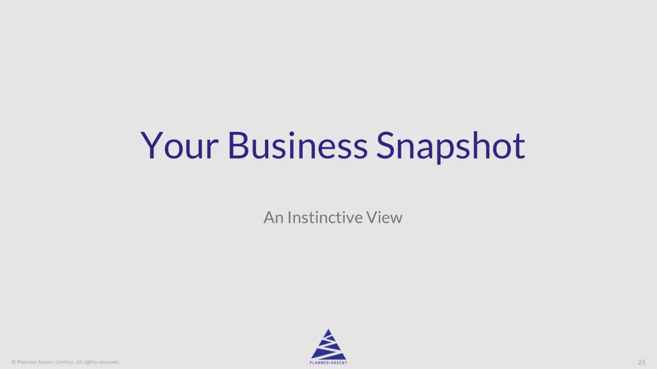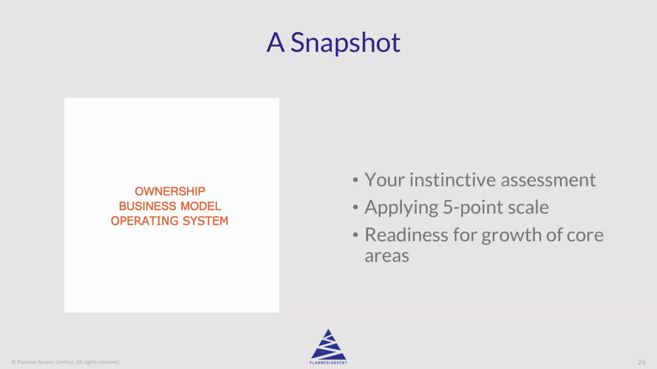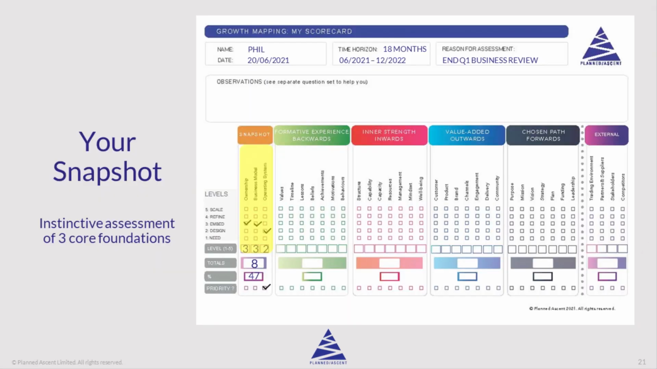Your business snapshot, an instinctive view. In this series so far, we've already seen the 3 features at the core of the framework and the importance that these are all aligned with each other: ownership, business model, and operating system. These are the focus of the first part of your assessment, when you and your colleagues each make an instinctive snapshot rating of each of these focal points, applying the 5-point scale for your chosen time horizon.